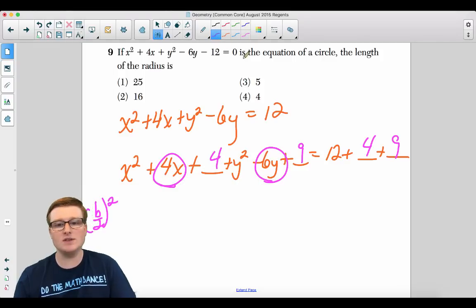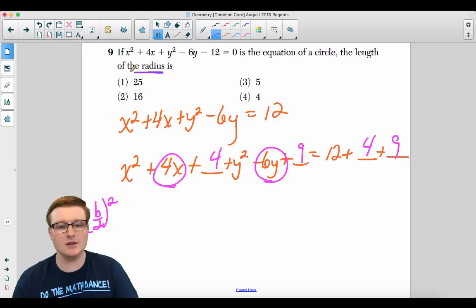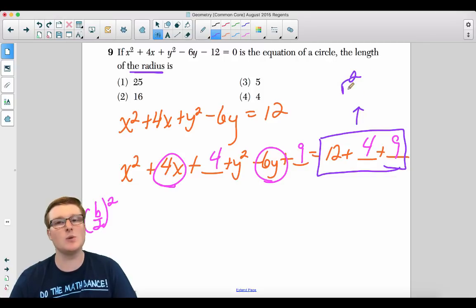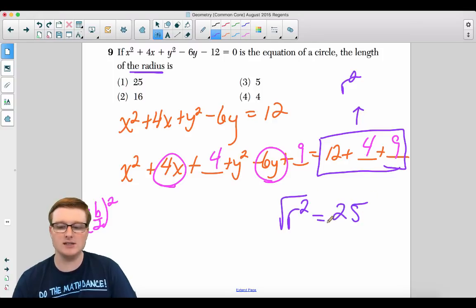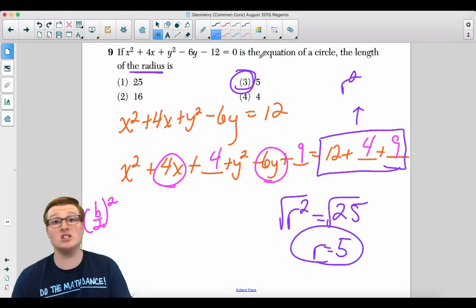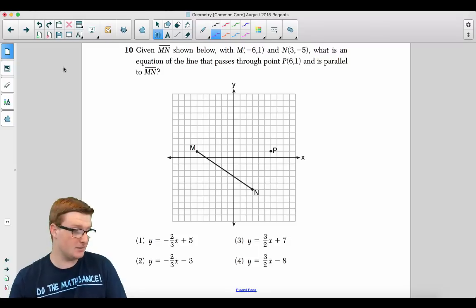Now, we don't have to keep going with this because it says, what is the length of the radius? Ladies and gentlemen, these numbers over here, called your constants, this is equal to r squared when you add it all up. 12 plus 4 plus 9 is 25. So r squared is equal to 25. In order to solve for the radius, you take the square root of both sides, and you get r is equal to 5, which is going to be choice 3. Moving on to number 10.